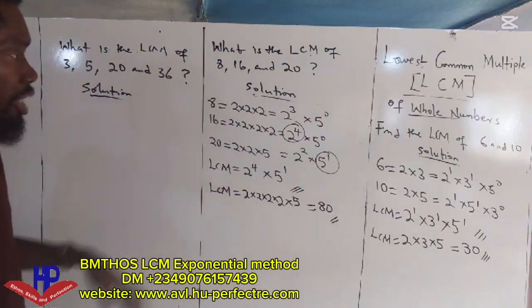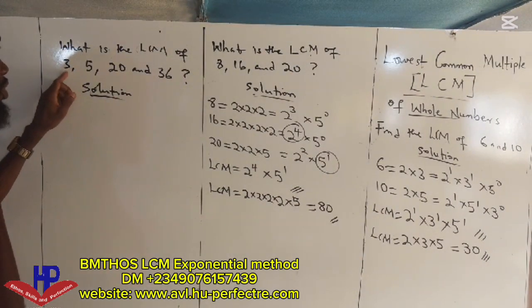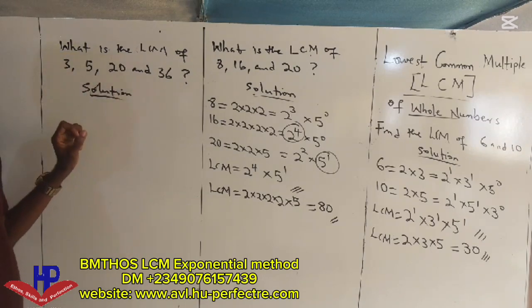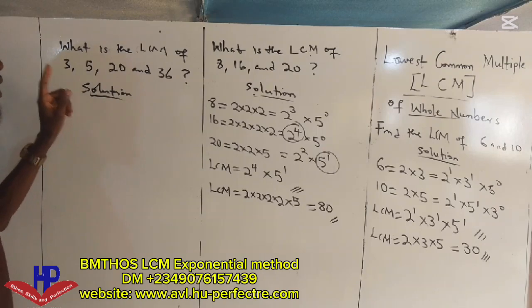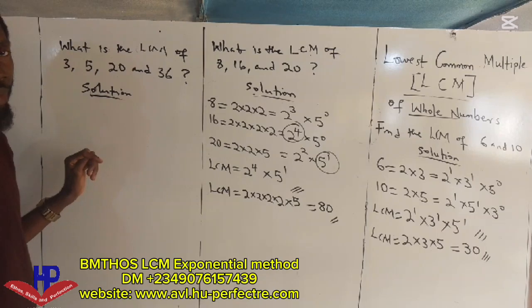Now, use the exponential method yourself. Find the LCM of 3, 5, 20 and 36. In the previous class, we dealt with it using the tabular method. You solve it now using the exponential method. Express your numbers in exponential form and pick out the ones with the highest powers.